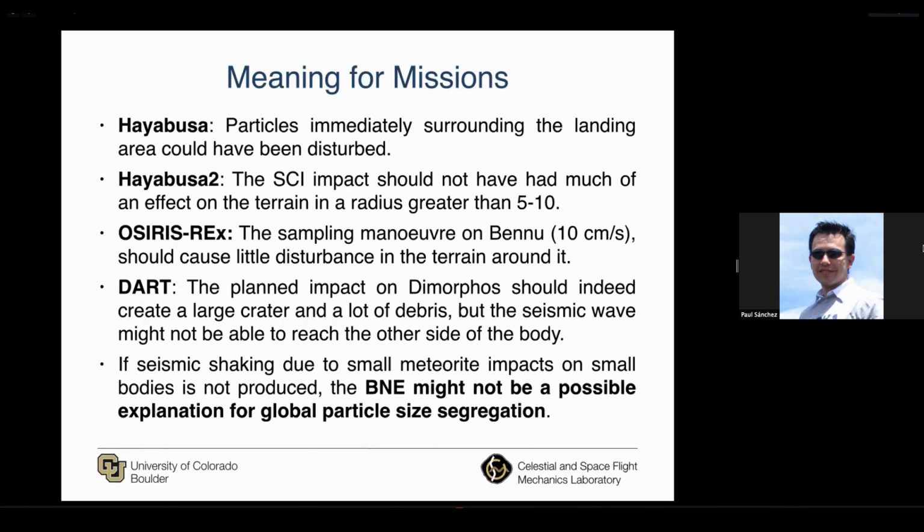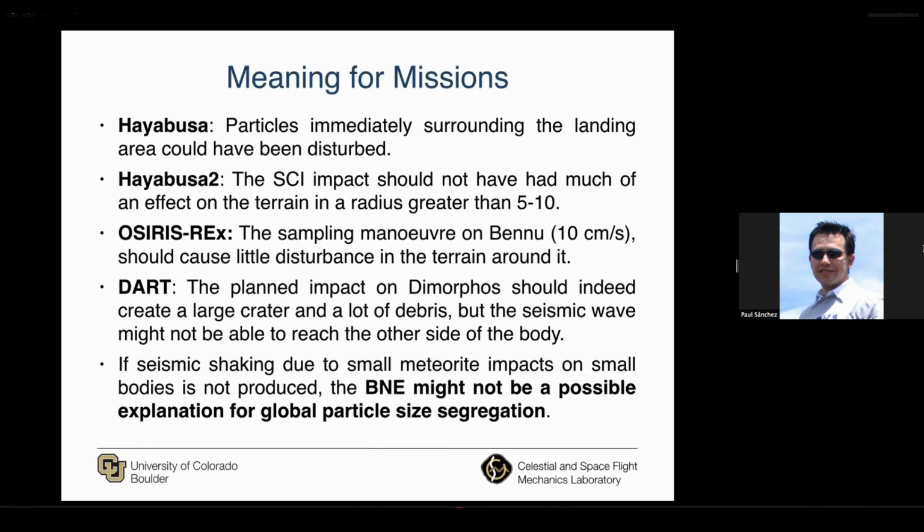Yes, thank you. For the Hayabusa mission, particles immediately surrounding the landing area could have been disrupted, but nothing else. For the Hayabusa 2 mission, the SCI impact did have an effect. Of course, there is a crater, but no particle beyond 5 or 10 meters would have been affected because they just didn't have enough energy to move.